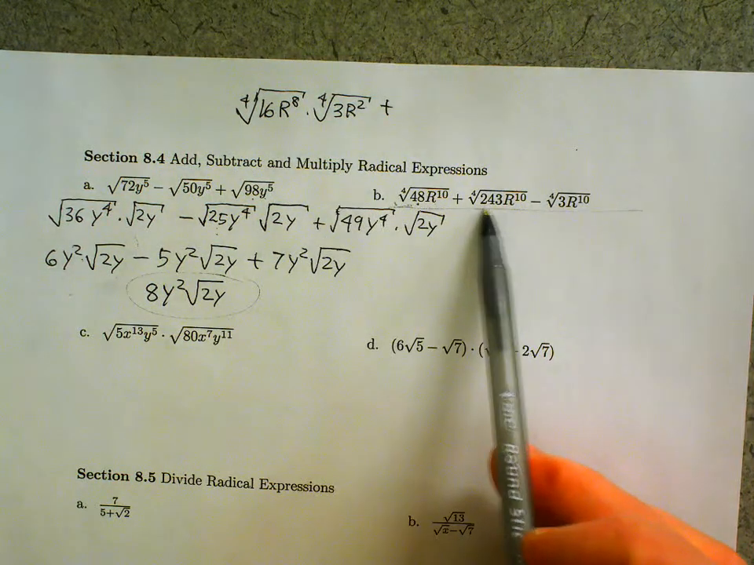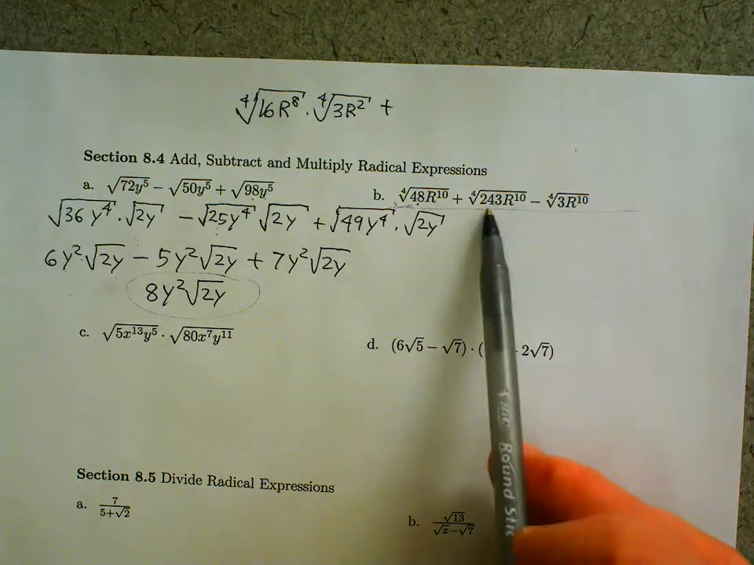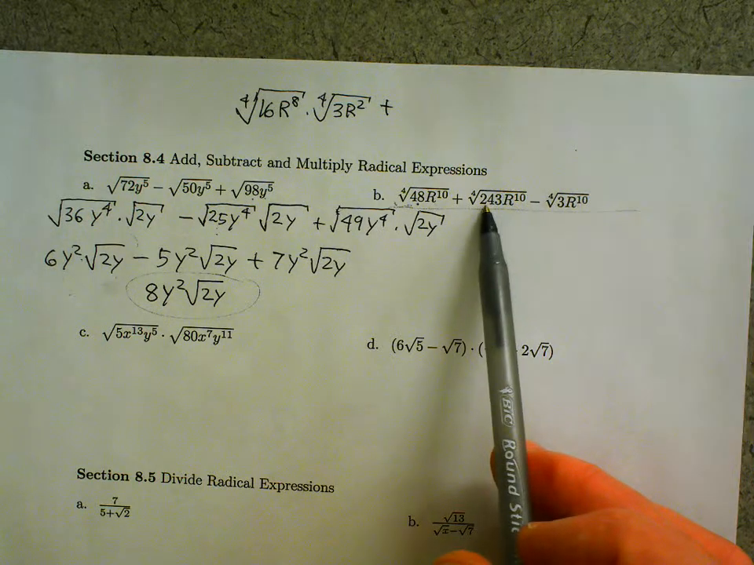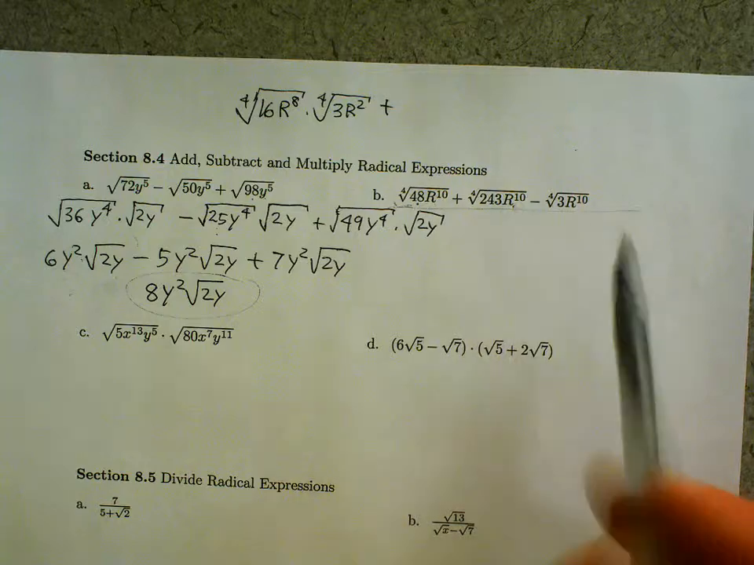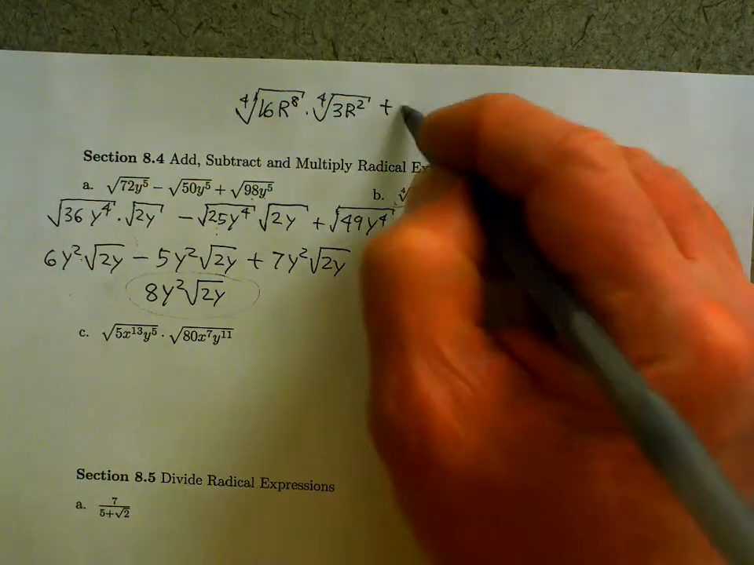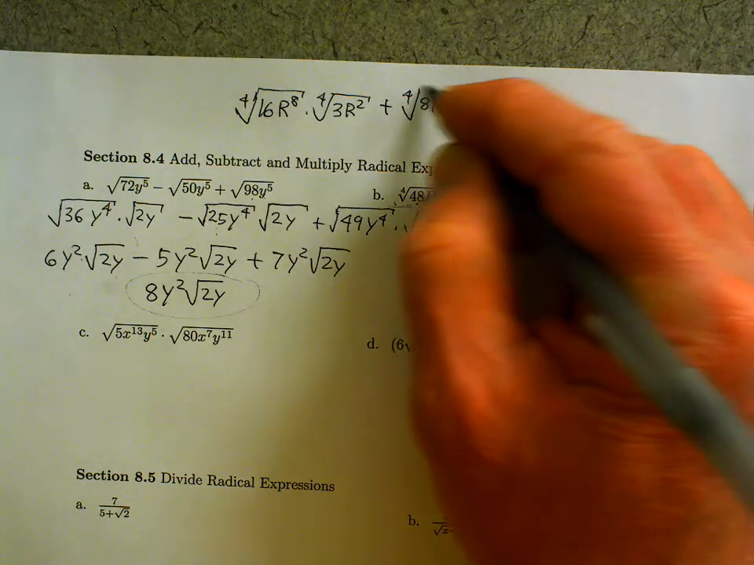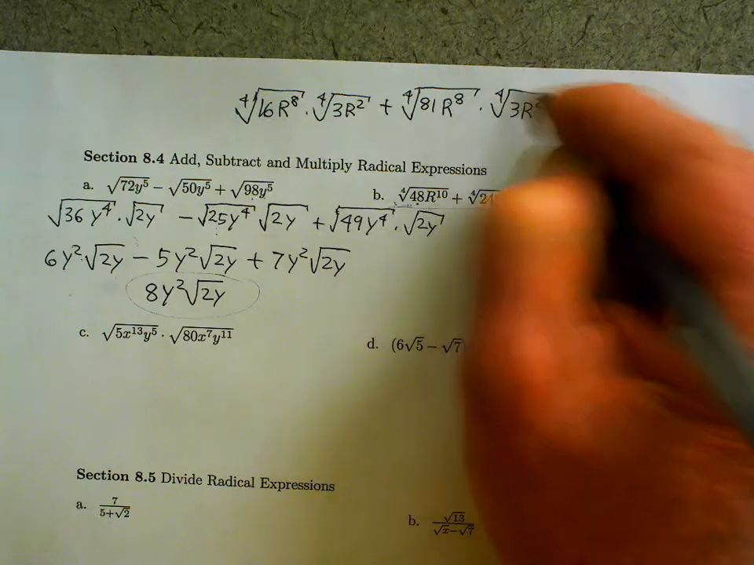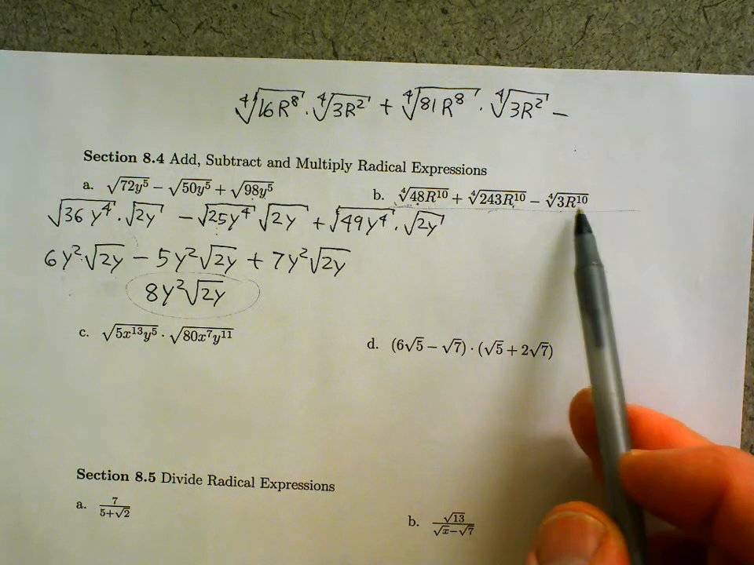And then the largest factor of 243 that's a perfect fourth power is 81, because 3 to the fourth is 81. 81 times 3 is 243, and the largest factor of r to the 10th that's a perfect fourth power is r to the 8th. So we'll rewrite this as the fourth root of 81 times r to the 8th times the fourth root of 3r to the second. And then we're subtracting the fourth root of 3r to the 10th.